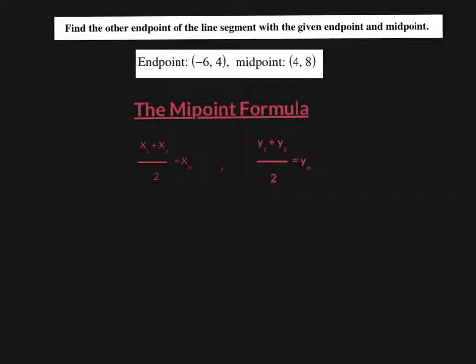Find the other endpoint of the line segment with the given endpoint and midpoint. So what we've been given this time is different. We've been given an endpoint and we've been given a midpoint. But it's the same midpoint formula, right? Look, folks, we have 3 components to each side of this formula. x sub 1 is our first component, x sub 2, and x sub m. 1, 2, 3 components. We give you 2 of the x's, you give us the third one.